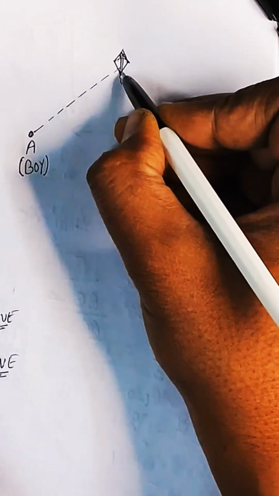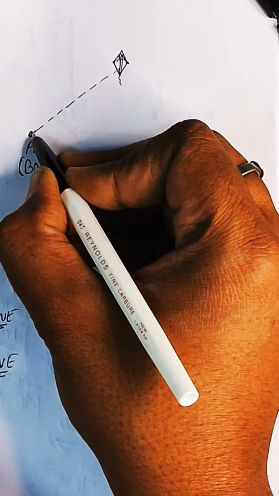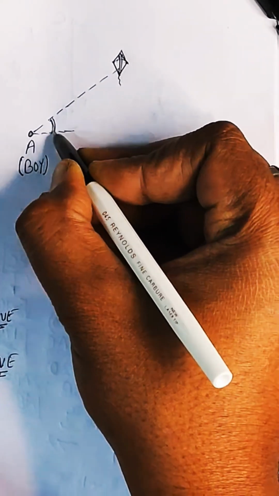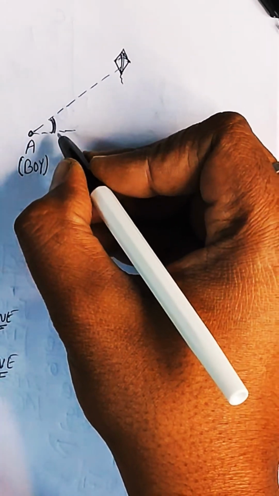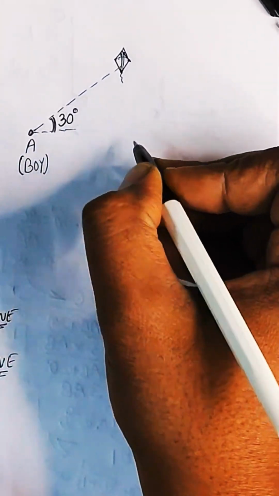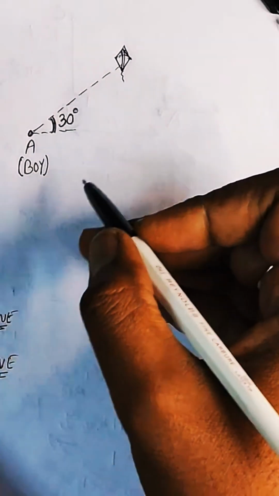This boy is standing and flying it, and the angle of elevation is the angle which the string connected with the kite makes with the horizontal. Whenever the elevation is given to you, just consider this angle of elevation, because the line parallel to the ground is taken as the reference. So from here, a 30 degree elevation is there.